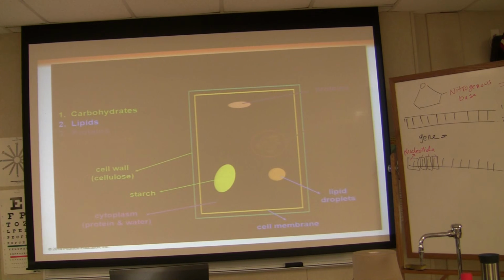What else? The lipid deposits. The vacuole here is made up of carbohydrates and proteins. So you have protein deposits here. How about animal cell?